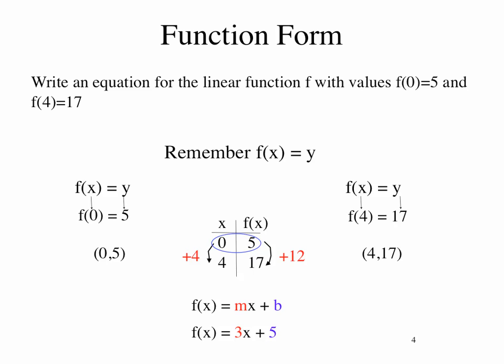So this is a function that meets the criteria in the original problem. F of 0, that is when we drop in a 0 to this function, what it spits out, the output, is a 5. F of 4, when we drop a 4 into this function, what it spits out is a 17.